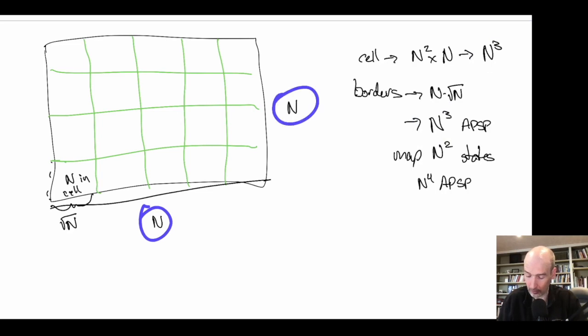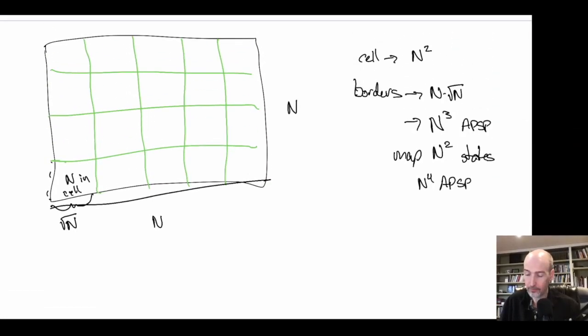So n cubed here, if there are m states in the map, is m to the 1.5. So it's less than the squared overhead that we would see elsewhere. Sorry to interrupt myself there, but I just wanted to point out that I'd forgotten to write the times n factor here. Okay.